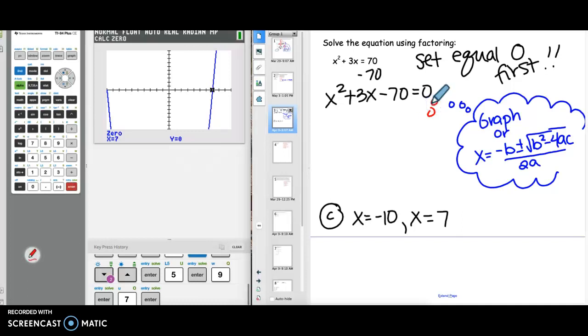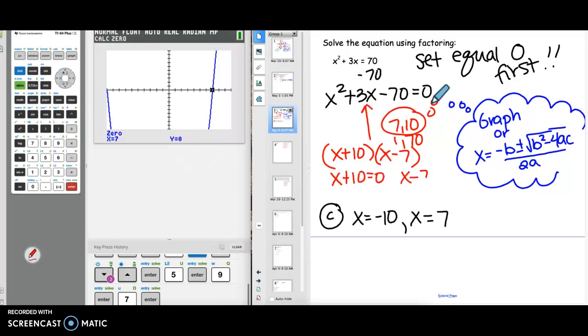If you are pretty fast at factoring, 7, 10, 1, 70, you can kind of see that 7 and 10 would work if the 10 was positive and the 7 was negative. Those would add up to 3 in the middle. Make sure that you set these to 0 first before you solve for your actual solutions, though. So a couple options there.